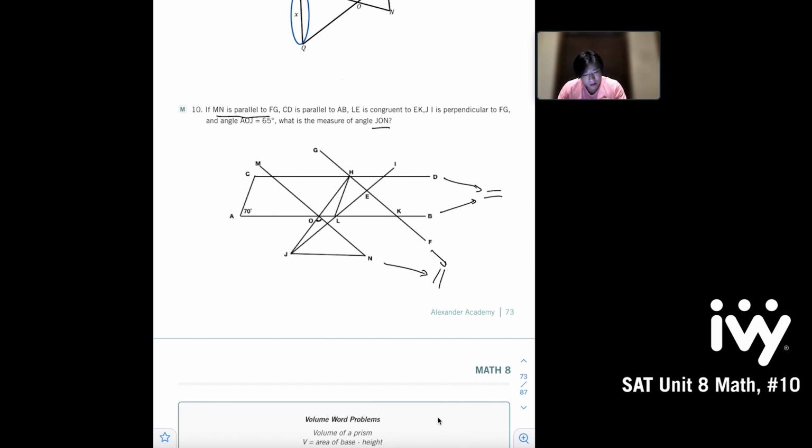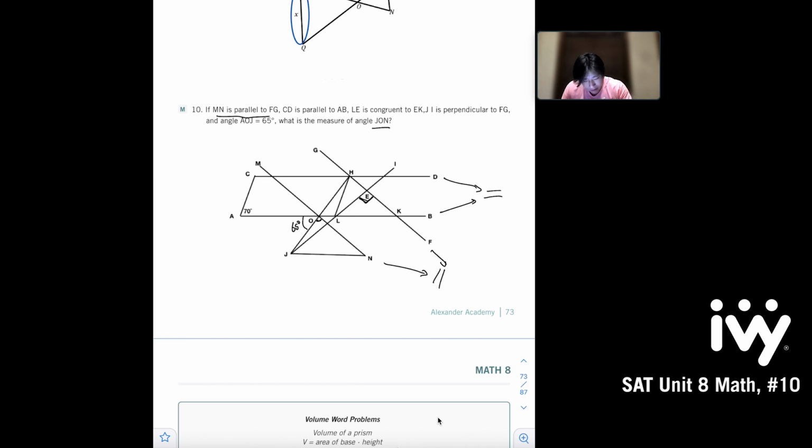And we know that. Now we see that JI is perpendicular to FG. So JI and FG, that just means that this is a right angle right here. That will be a right angle. And angle AOJ is 65 degrees. So that's this angle right here. So that's 65 degrees. So now we have a couple of things that we can work with.